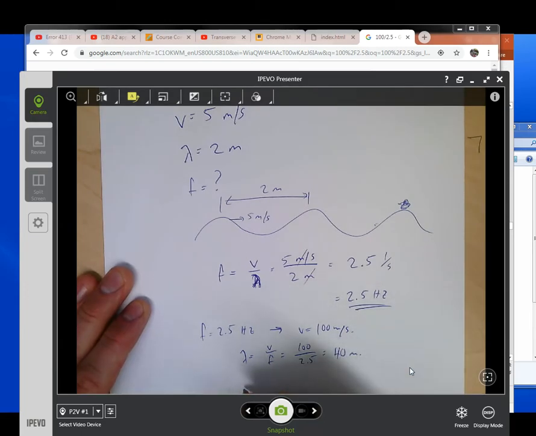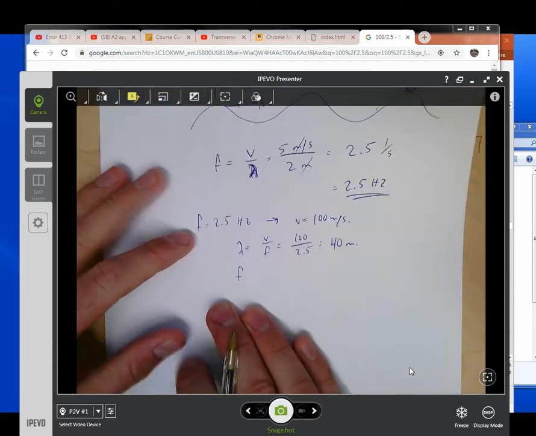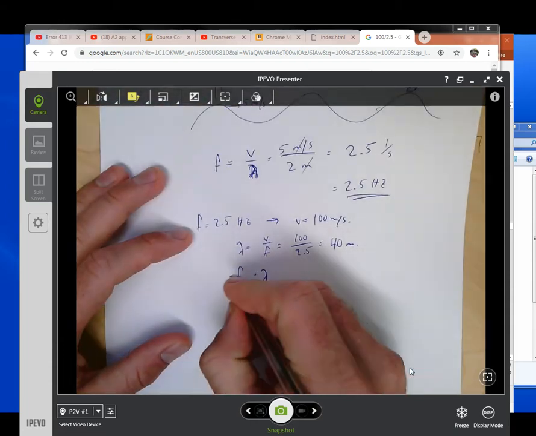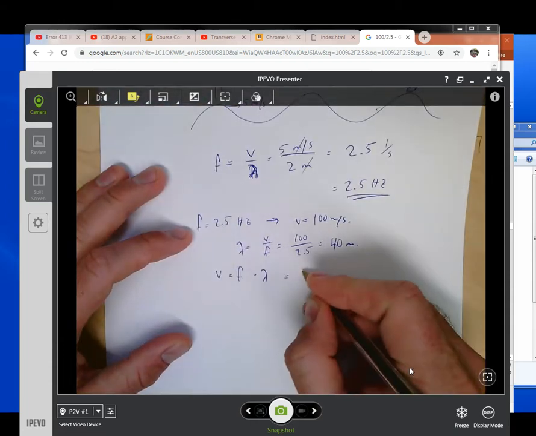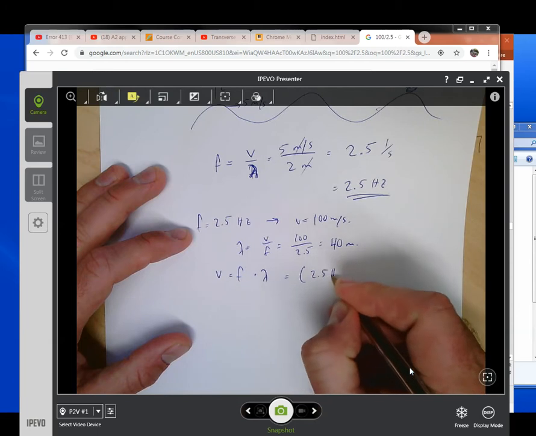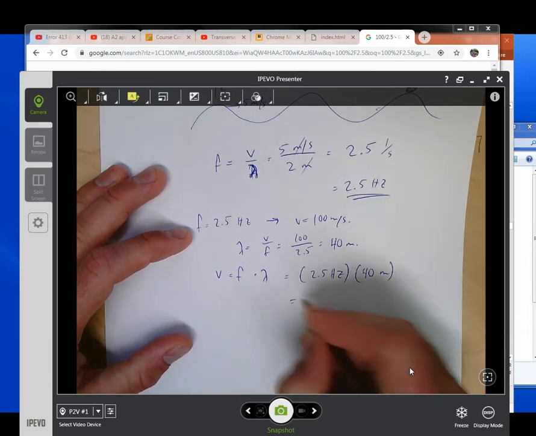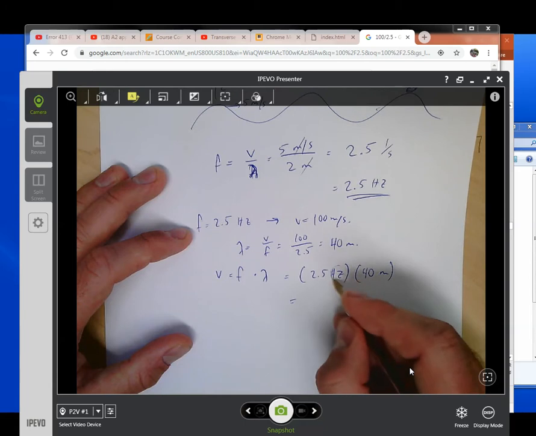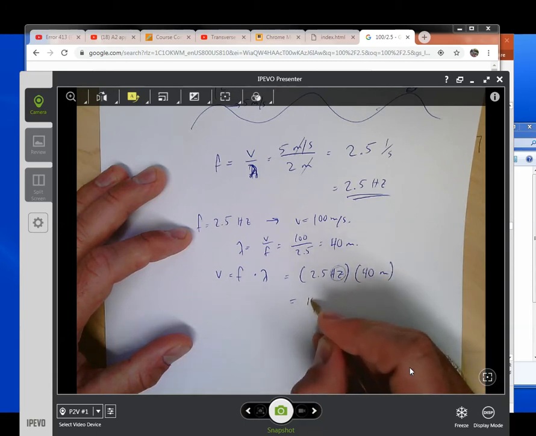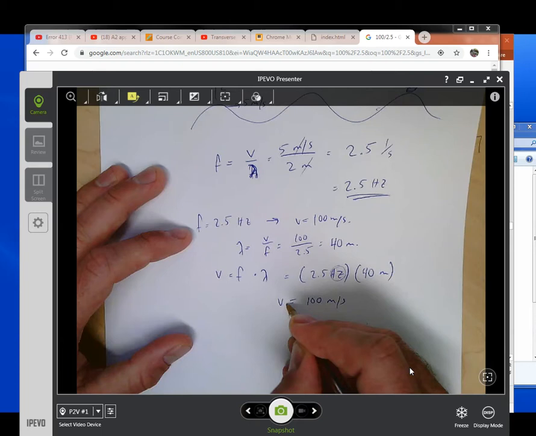So in other words, if I plugged in f times lambda, that's always going to be my speed. And if I plugged in an f of 2.5 hertz and a lambda of 40 meters, if I multiplied those two together, remember this is per second, so meters per second, 40 times 2.5 is 100 meters per second.